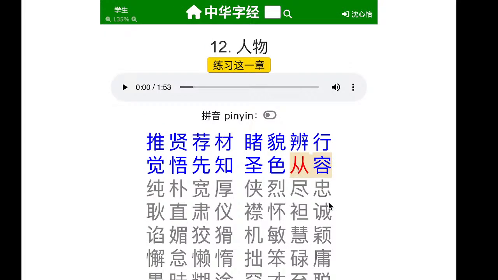So 从容 is a word, and we're describing the countenance of these 圣人, these holy and enlightened people, as 从容, which means they're easygoing and calm and unhurried, and they're so next level, so high up that nothing bothers them. 圣色从容.